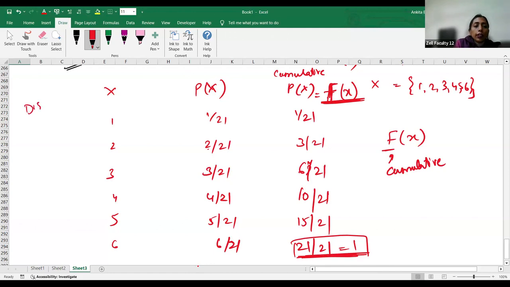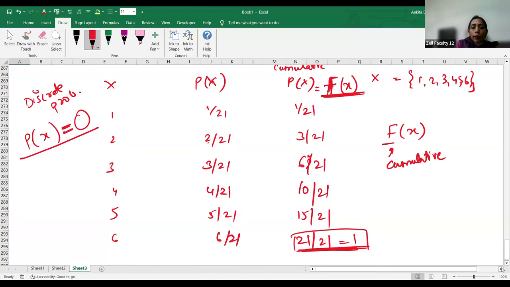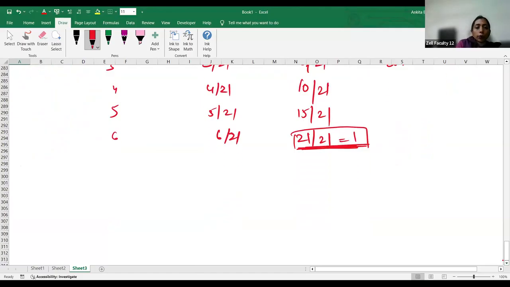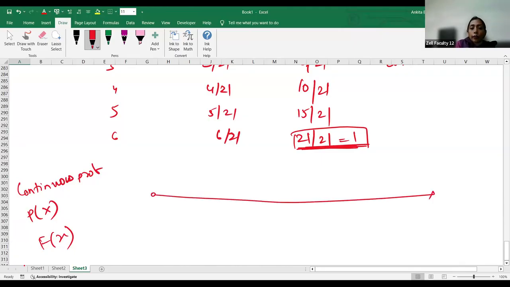And then I used the word discrete probability. Whenever I can write probability of something is equal to something, whatever it is, as soon as I use the equal to sign, this is known as discrete probability. Then there is one more probability, which is known as continuous probability. Now in continuous probability, I could have a probability function, I could have a cumulative function. But the probabilities that I have are not equal to a particular point, but they are between 2 points.